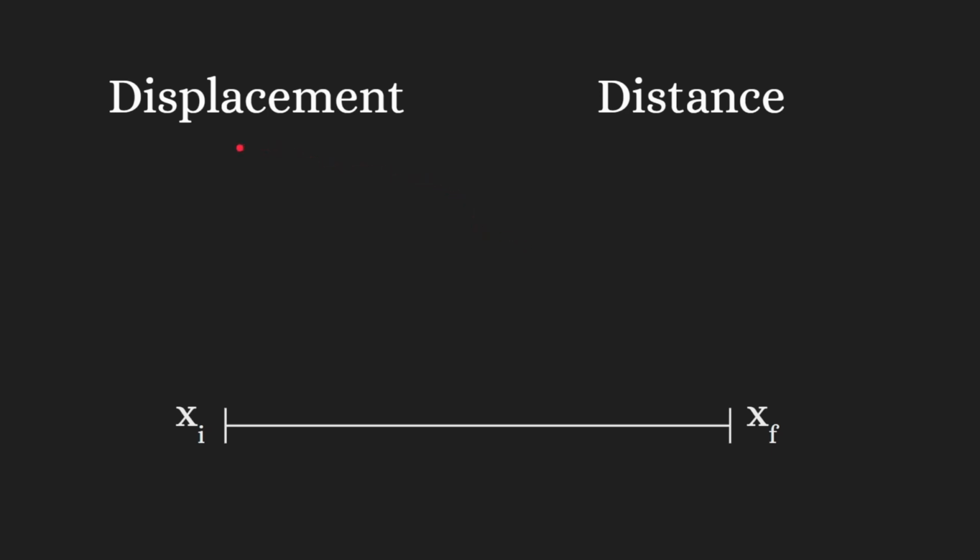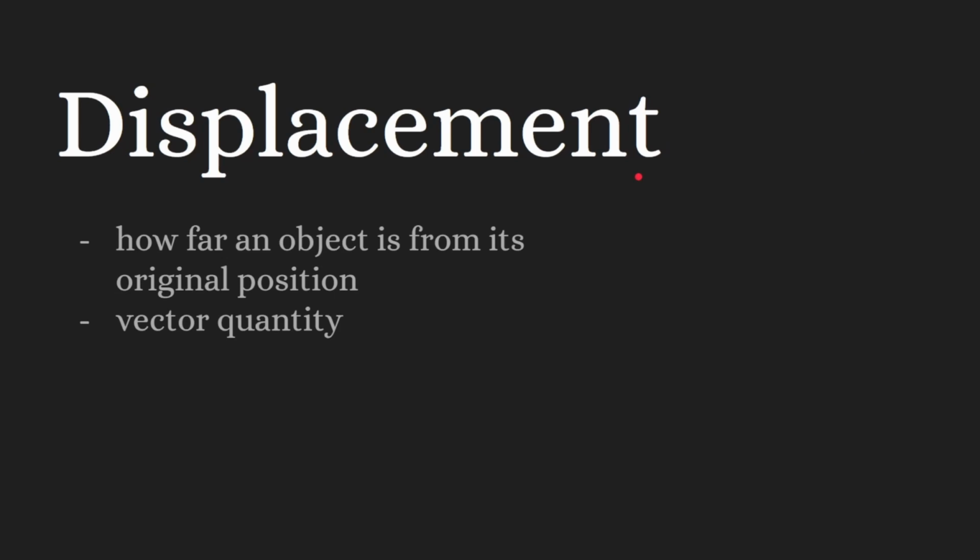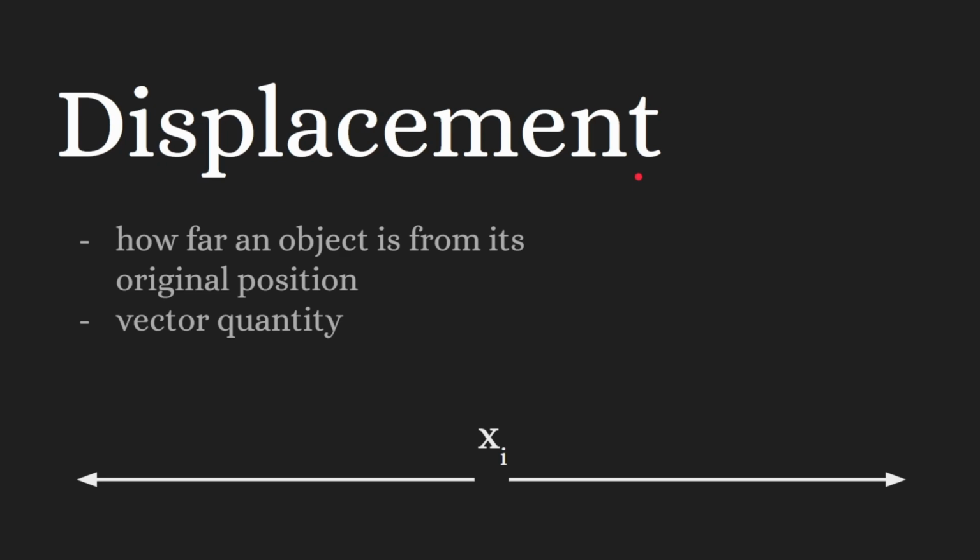Now position can change and you can measure it in two different ways. You can take its displacement and you can take its distance. Displacement is how far an object is from its original position. Like I said before, the X signifies position, and the I subscript here means initial, so we're looking at the initial position here.